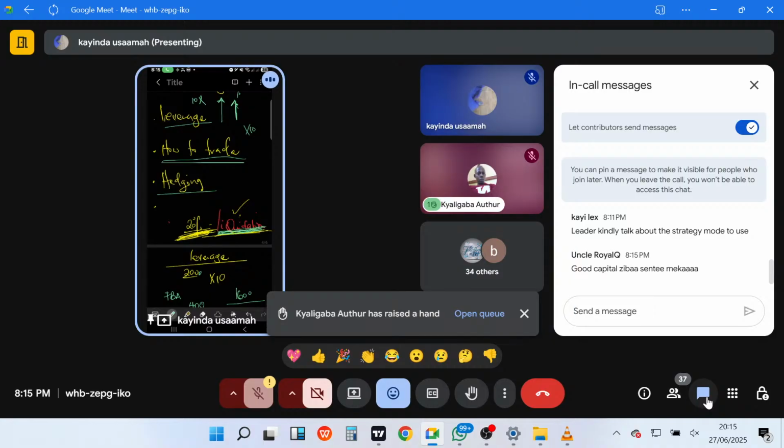Like you say, good capital. Uncle, good capital is 100,000 USD plus. But the truth is, good capital is $1,000.